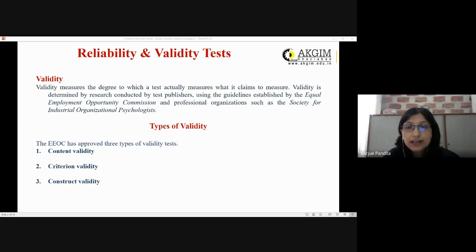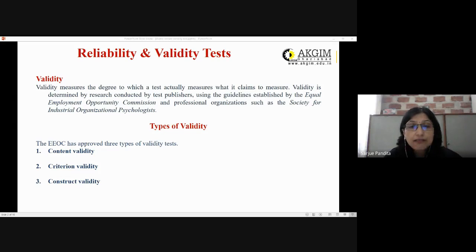So content validity identifies specific behaviors, knowledge and tasks which are required for a given job. And for a test to be valid, the content must be directly linked to the job for which a person is applying. Otherwise, your validity test won't give you good results.